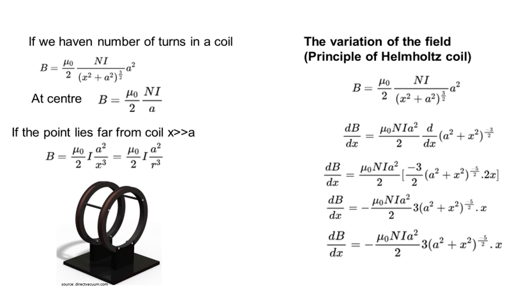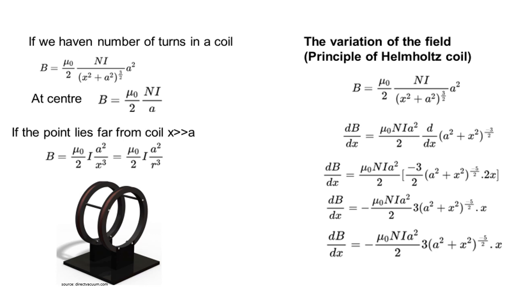Now there is a figure of the Helmholtz coil, because we are going to study the variation of the field, and it is the principle of the Helmholtz coil. A Helmholtz coil has two circular coils having N number of turns. So B equals μ₀/2 · NI/(x² + A²)^(3/2) · A².